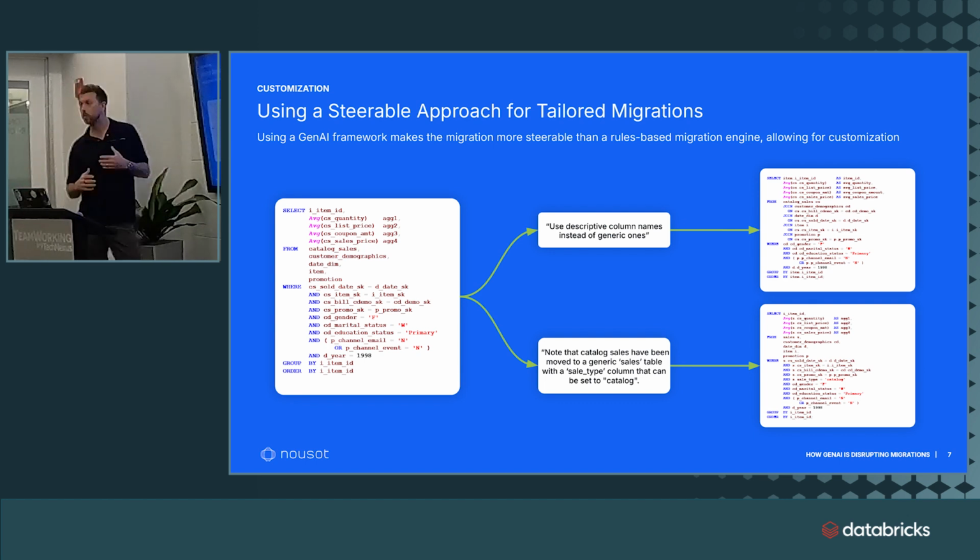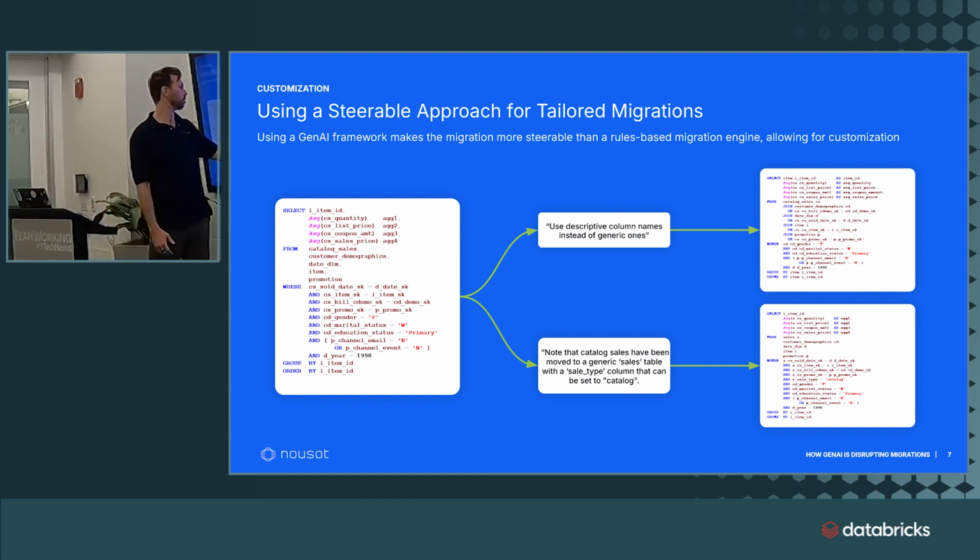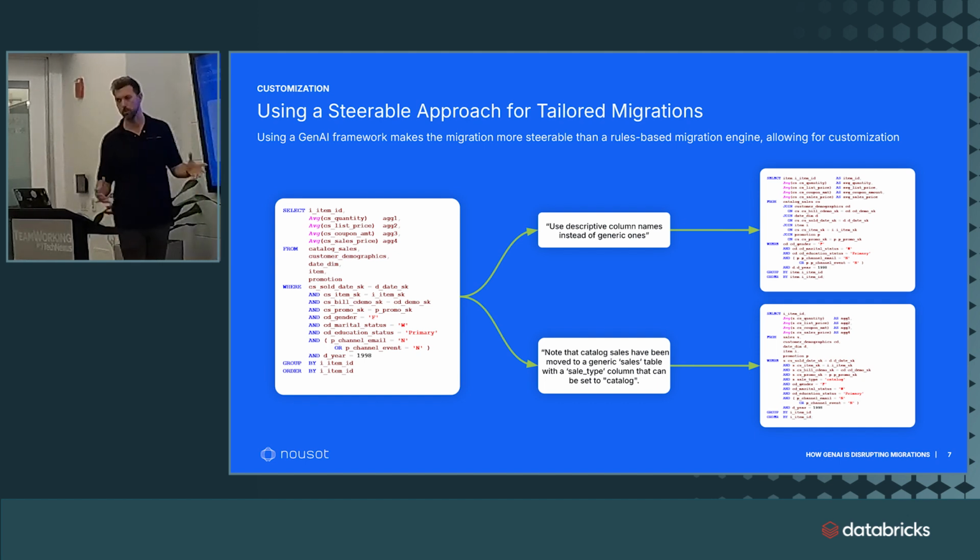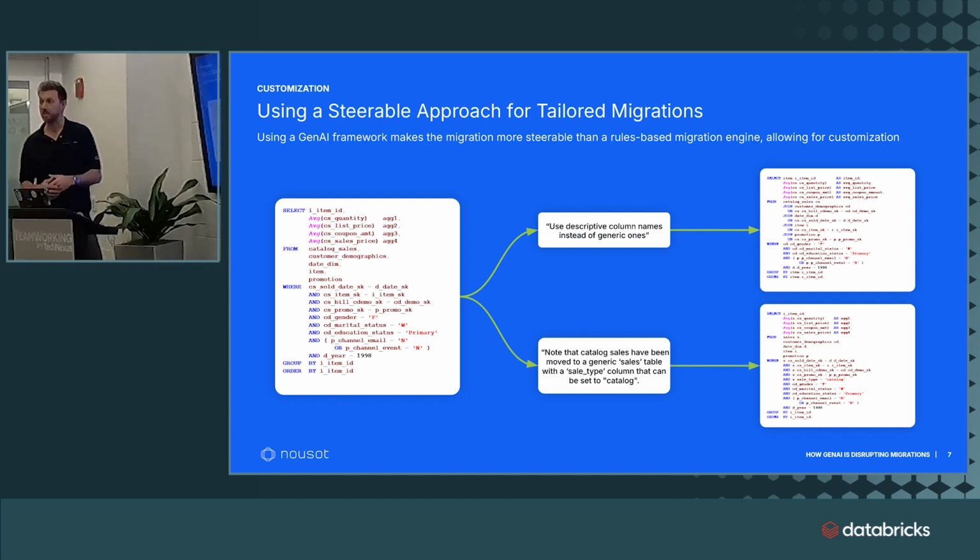These are the sorts of things that, when we built our utility for migration, made it really important that we have this steerability. So you can just put in plain English, hey, use descriptive column names instead of generic ones. This is a really simple example, but over on the left, you'll see the aggregate columns are just called Ag1, Ag2, Ag3, Ag4, right? Not particularly helpful for anybody. So I said, hey, use more descriptive names, and I got average quantity, average list price, average coupon amount, average sales price. Fairly basic example, but at scale, that's a huge capability.